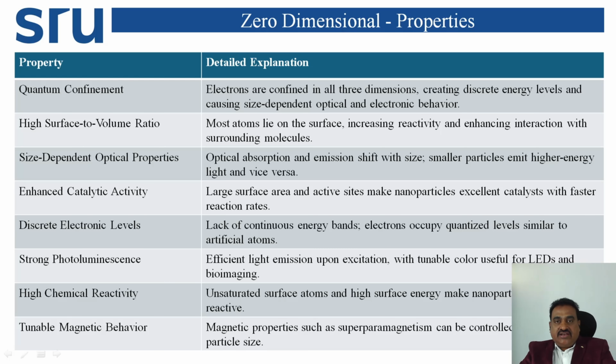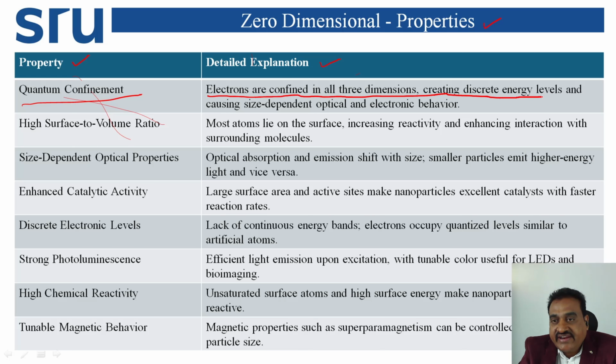So, zero-dimensional nanomaterials properties. You can see here the property detailed explanation. Quantum confinement of zero-dimensional nanomaterials: electrons are confined in all three dimensions, creating discrete energy levels and causing size-dependent optical and electronic behavior. This is the property of the quantum confinement effect.